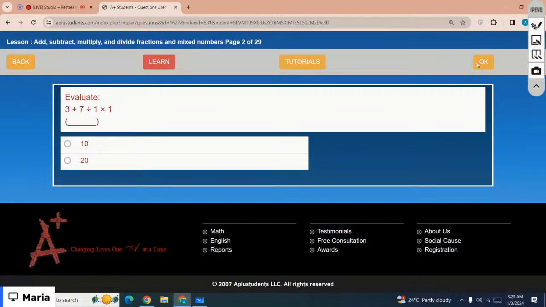Okay, evaluate 3 plus 7 divided by 1 times 1. So, which is the correct option? Go from left to right, right? You have addition, division, and multiplication. Division and multiplication have higher priority. You have to do division first and then multiplication.